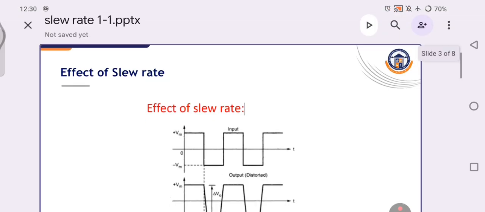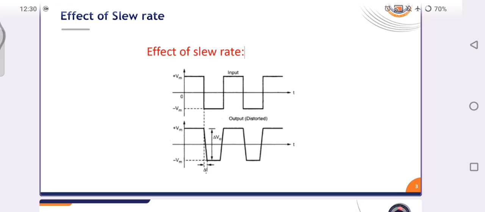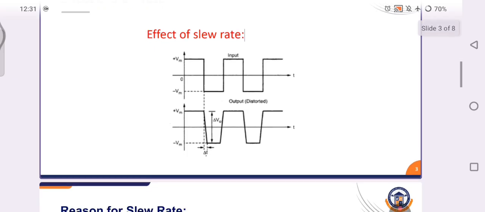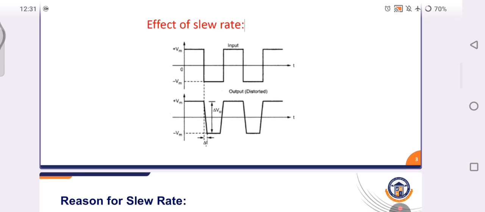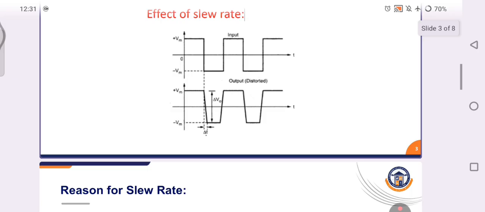This slide shows the effect of the slew rate. When the input signal changes slowly, the output follows the input accurately. However, if the input changes very rapidly, the output cannot change faster than the specified slew rate. As a result, the output waveform becomes distorted. This phenomenon is known as slew rate distortion. Therefore, the slew rate limits the maximum operating frequency of an operational amplifier.